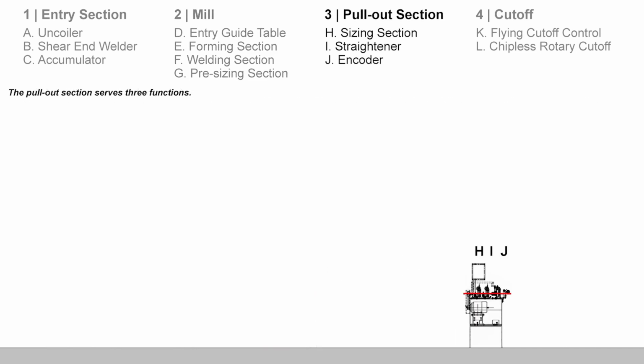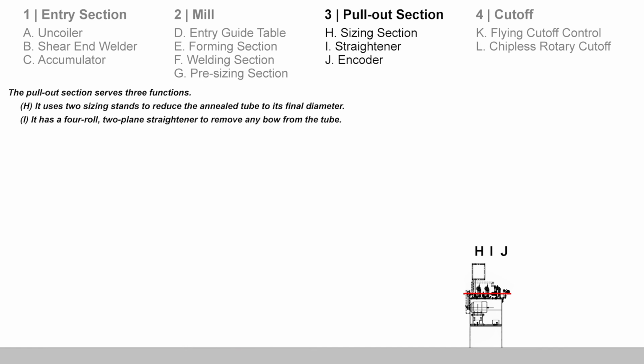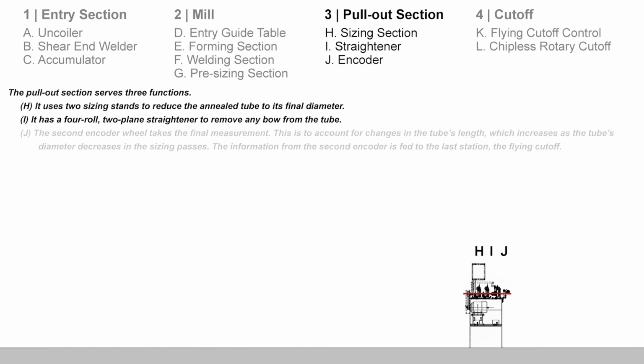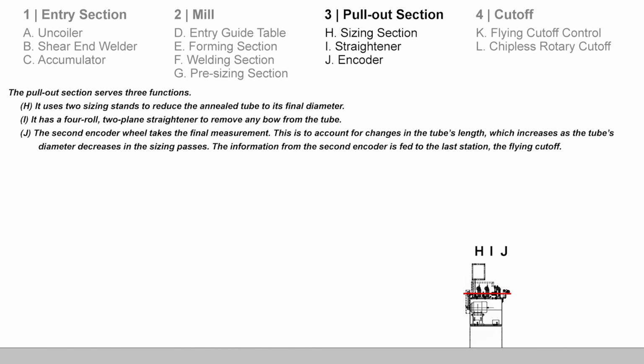In addition to pulling the tube from the annealer, the pull-out section serves 3 functions. It uses 2 sizing stands to bring the tube to its final diameter after annealing. It has a 4-roll 2-plane straightener to remove any bow from the tube. And it has an encoder wheel to track the length of the tube as it leaves the pull-out section.